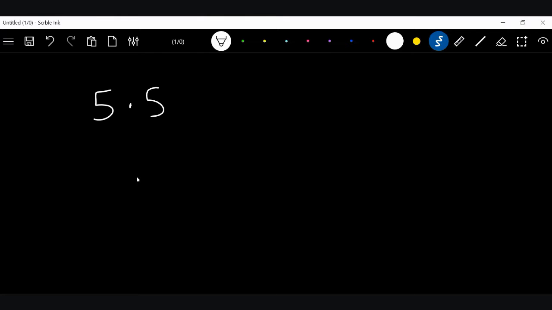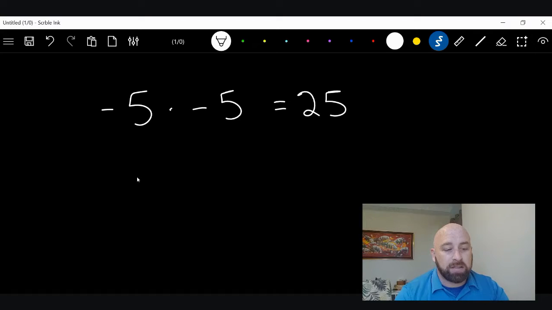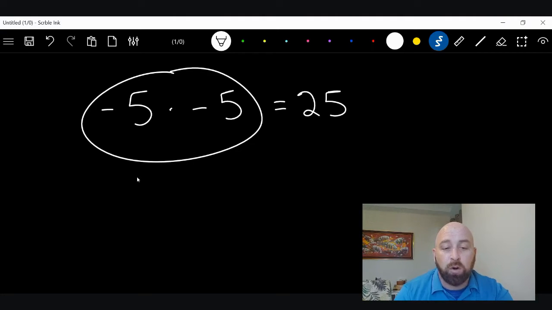You've been seeing ones like this your whole life. 5 times 5, both positive, is going to equal 25. Positive. Okay. What happens if we have negative 5 times negative 5? The rule still says if both of the signs are the same, this is going to come out to a positive 25. So you just have to memorize the rule: if they're both negative or both positive, the answer comes out positive.